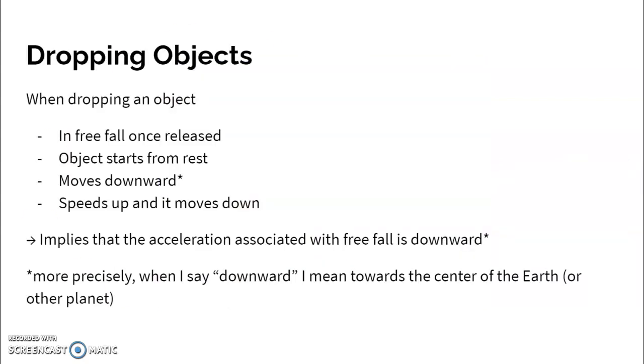Right. So this situation in particular was dropping objects. We can observe a couple of things when the objects are dropped. We can observe that once the objects are no longer in contact with the hand, they are going to be in free fall. We also observed that they started from rest and that these objects moved downward. And as they move downward, they speed up.